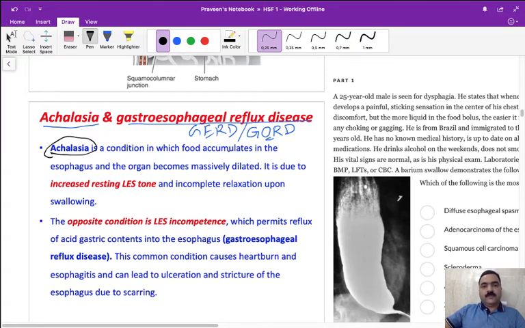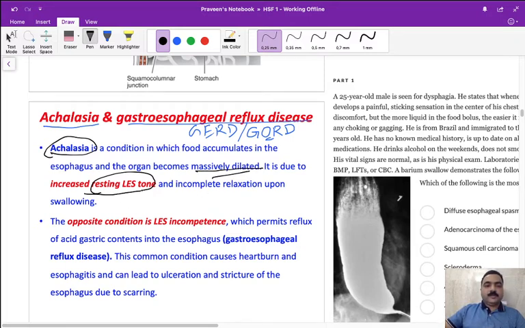In achalasia, the food accumulates in the esophagus and the organ becomes massively dilated. It is due to increased lower esophageal sphincter tone and incomplete relaxation upon swallowing. So let's see what causes it.